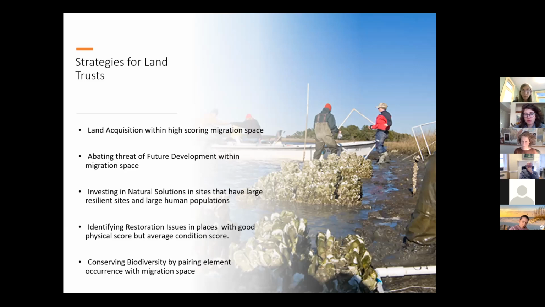And then we have folks that put a biodiversity lens on things. So they might pair biodiversity information with this tool and look at what kind of biodiversity we see in some of these migration spaces and prioritize based on that.